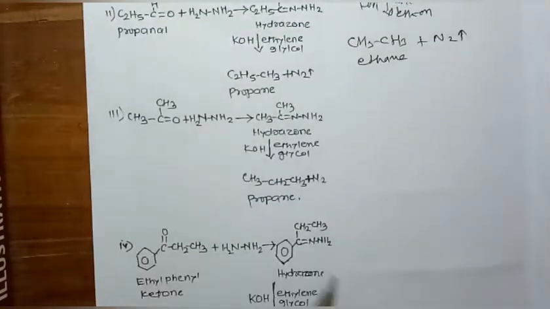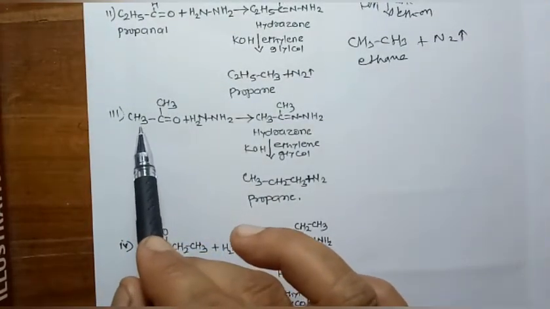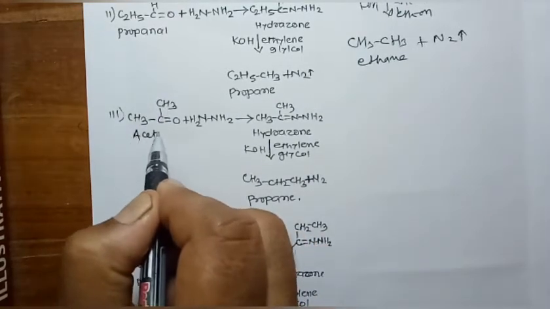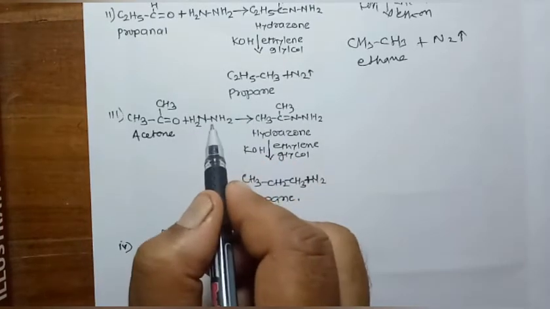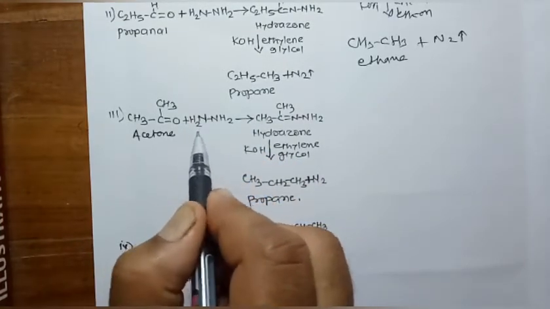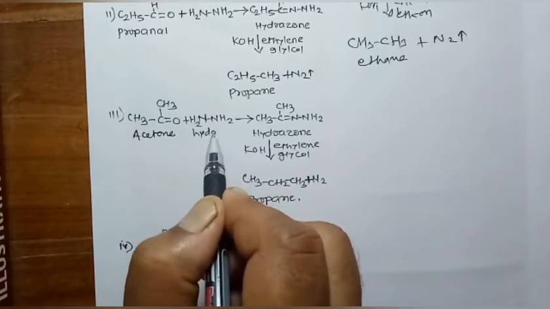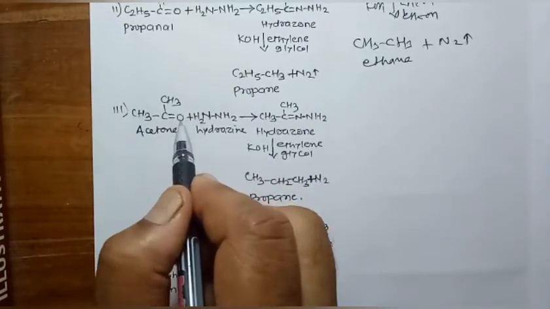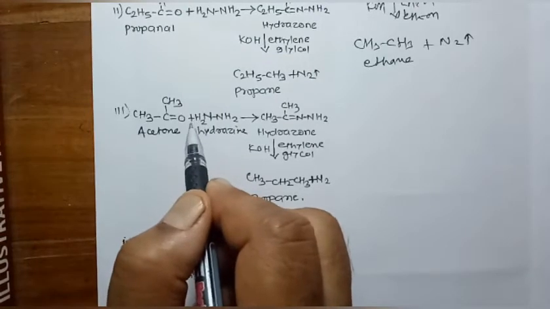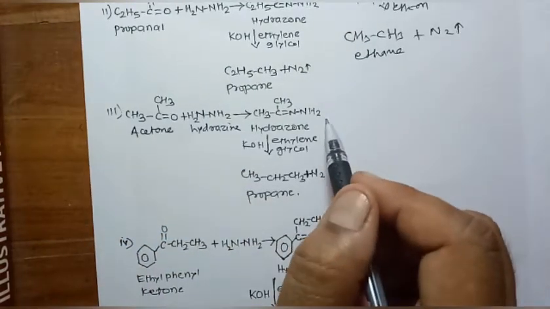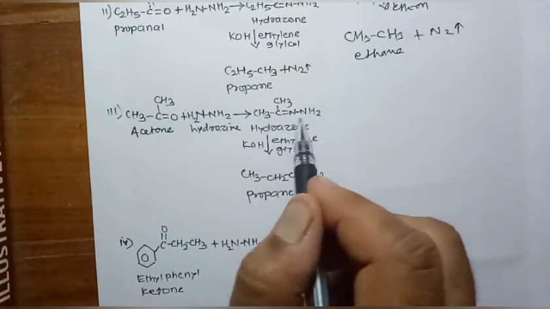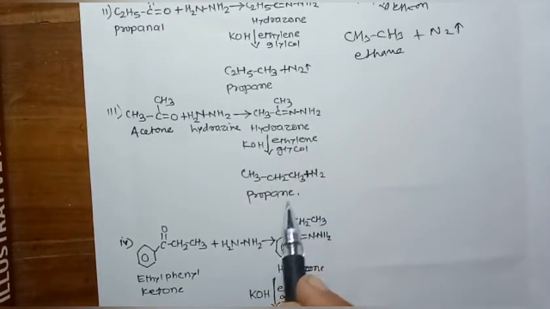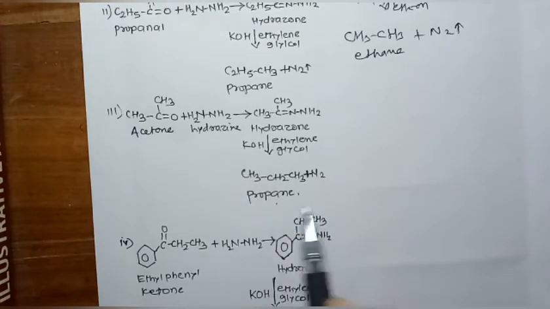There is one more example, acetone is taken here. Acetone is an example from ketones. When this acetone is heated with hydrazine, it gives hydrazone, acetone hydrazone. Here this oxygen combines with these two hydrogen atoms, and formation of an H2 molecule takes place. That will be the byproduct. Here the hydrazone on treatment with KOH and ethylene glycol gives CH3, that is again propane.